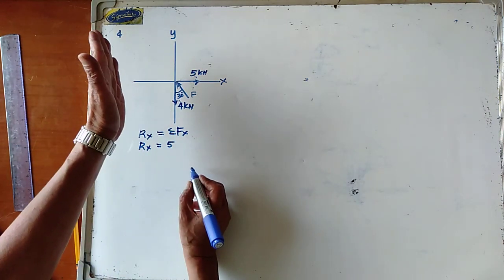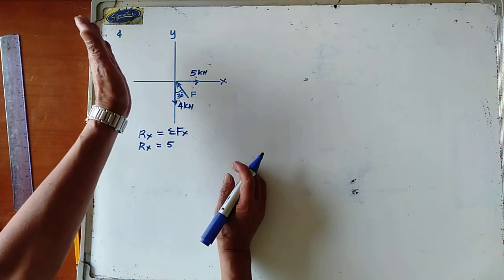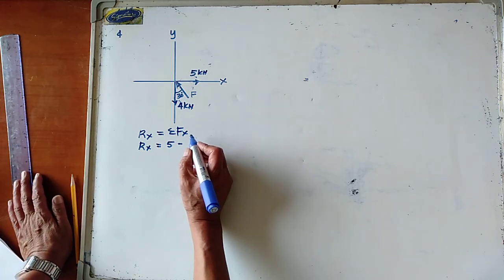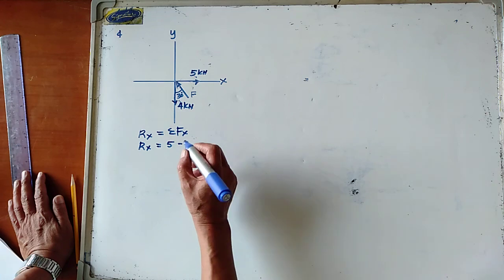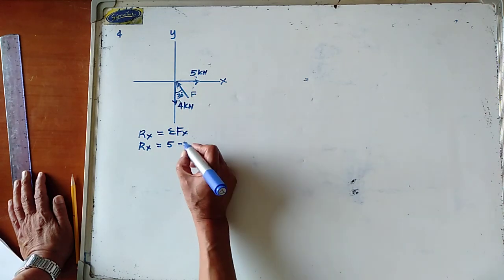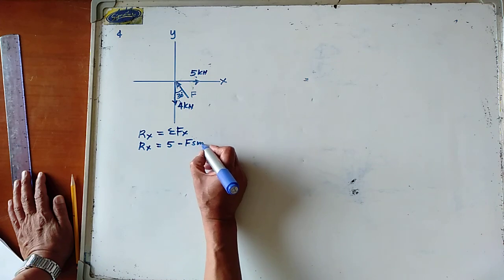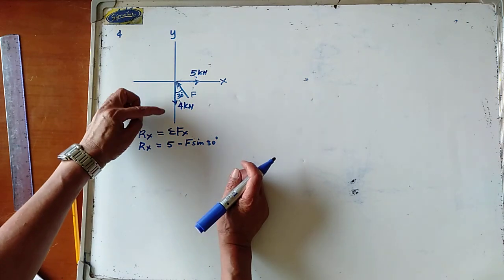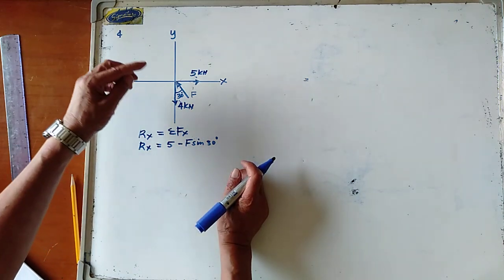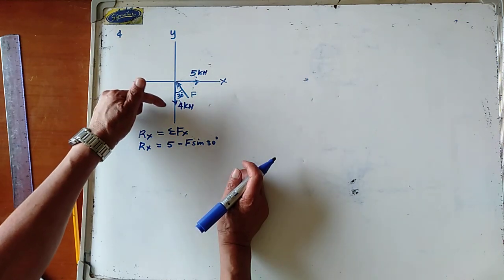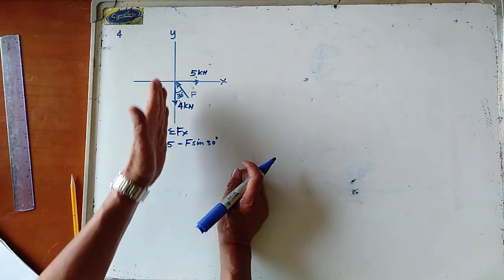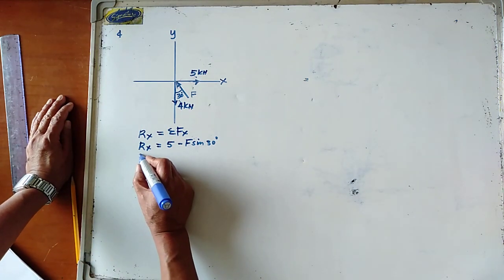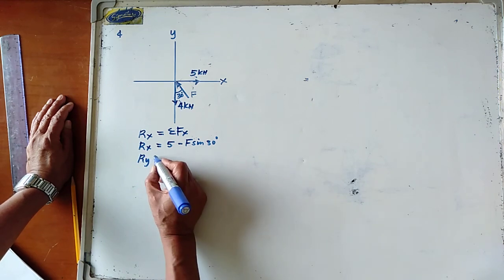And then your F is directed up to the left, so we have minus F sine of 30 degrees. Now, the 4 kilonewton load has no component along the x-axis, because it is directed along the y-axis. Let's try to determine now the value of Ry.